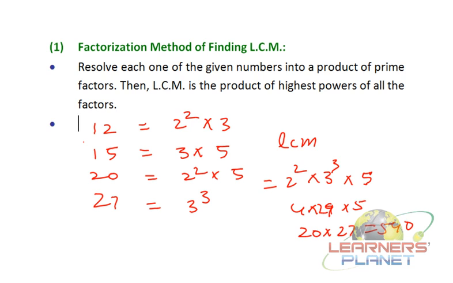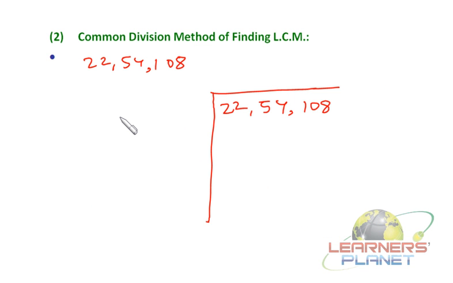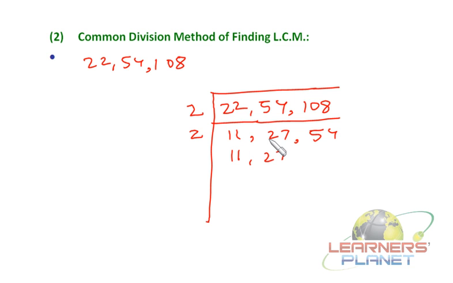So 540 is the least number which is a multiple of 12, 15, 20 and 27. Now let's discuss the division method of finding out LCM with this example. First of all, let's see 22, 54 and 108, all of them are divisible by 2. Let's begin with 2. We get the quotient 11, then 27, then 54. Still we have a number that is divisible by 2, so further we will divide by 2, that is 11, 27. If some of the numbers are not divisible by 2, then also not to worry, here it is 27. Now we don't have any other number which is divisible by 2.